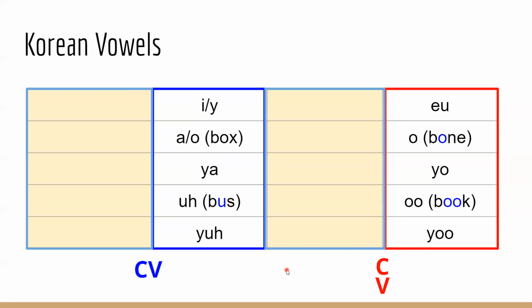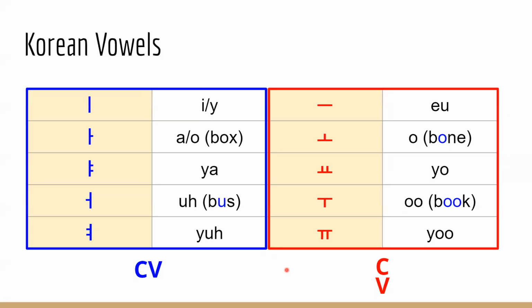3, 2, 1. The vowels are 이, 아, 야, 어, 여, 으, 오, 요, 우, 유.